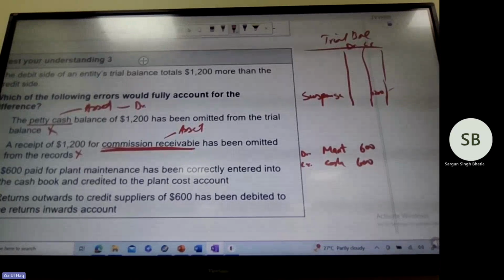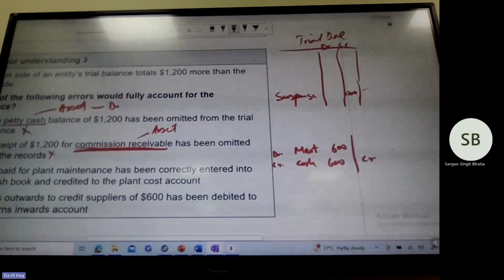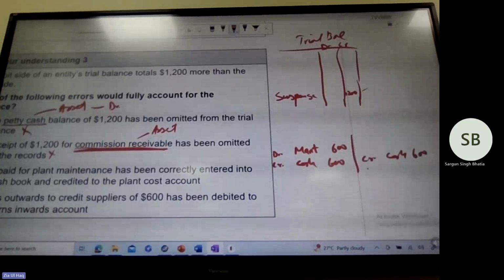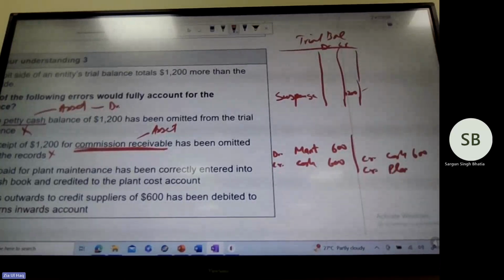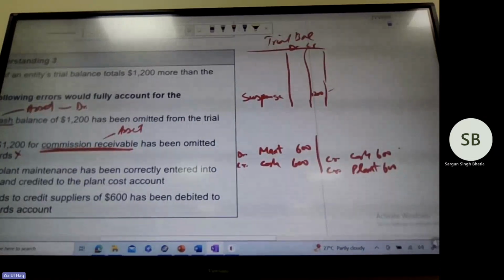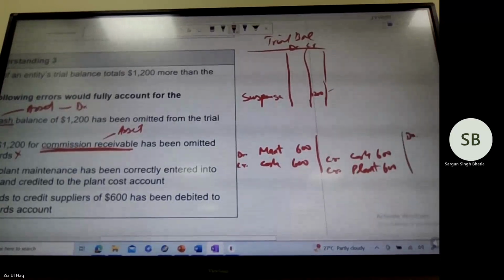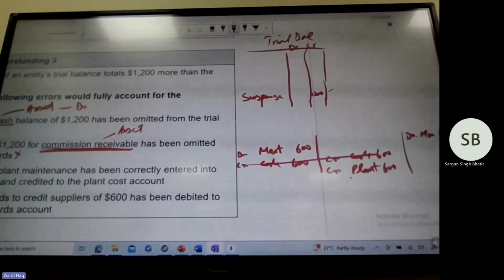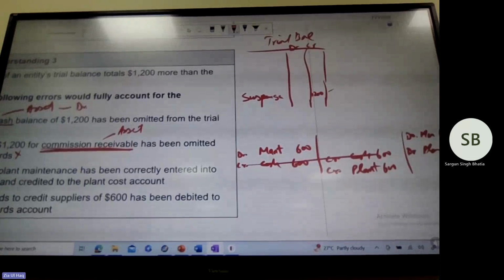So 600 paid for plant maintenance has been correctly entered into the cash book and credited to the plant cost account. Instead of this entry, we have recorded credit cash 600 accurate, and we have credited plant cost account 600. So what should be the correct entry? We should record debit maintenance expense with 600. This has been correctly recorded. This plant, if it has been credited, we will debit it to eliminate it, 600.